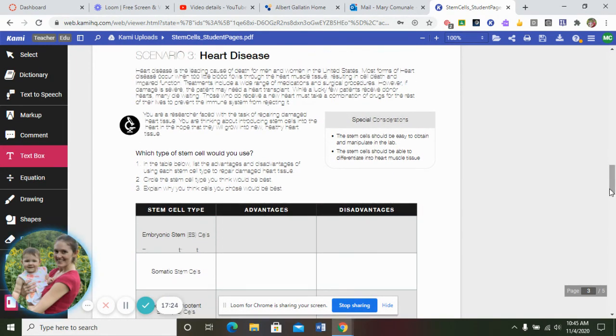So you guys will go through and do the heart disease one on your own. I will give you a little bit of information here about them, and that will help you to decide which type of cell you would want to use and go through and do your advantages and disadvantages. Just make sure you look at your special considerations as you're doing so. So just a little background information here for you.